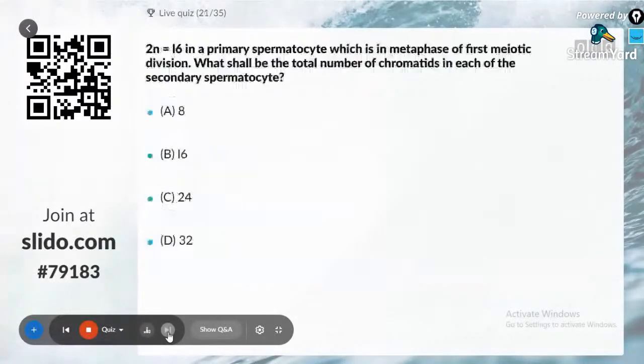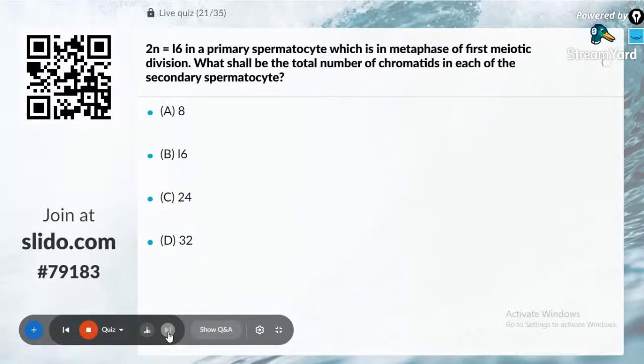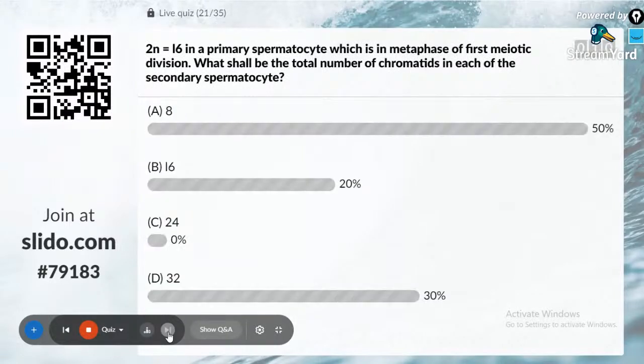Easy question again. 2n is equal to 16, that is, the diploid chromosome number is 16 in a primary spermatocyte which is in metaphase of the first meiotic division. What shall be the total number of chromatids in each secondary spermatocyte? It is 16 itself. Next question on the screen.